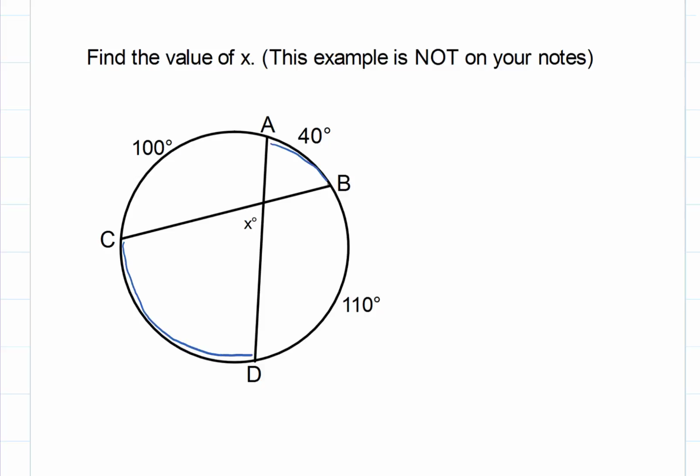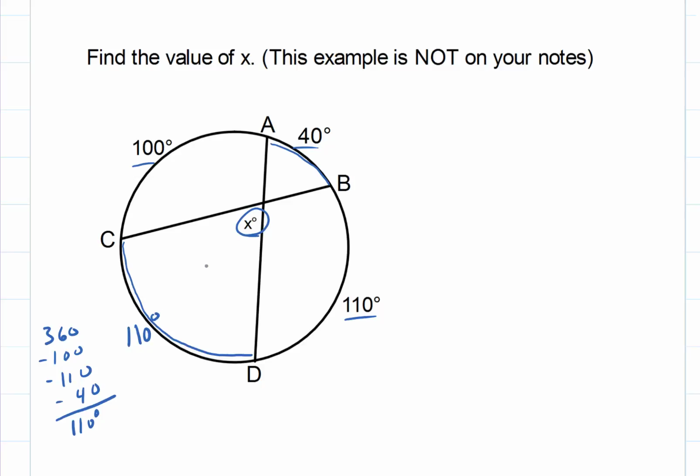In this example, we are not given the measures of both of the arcs that we need. We need these two arcs in order to find x. But we are given enough information to find the measure of this intercepted arc. So we'll take 360 minus 100 minus 110 minus 40. And let's see, that all adds up to 250. 250 from 360 gives us 110. So this arc is 110 degrees.